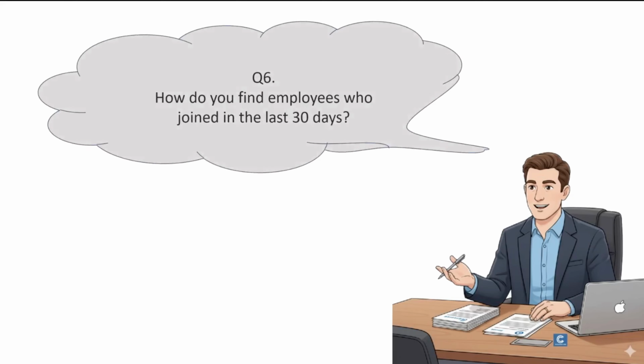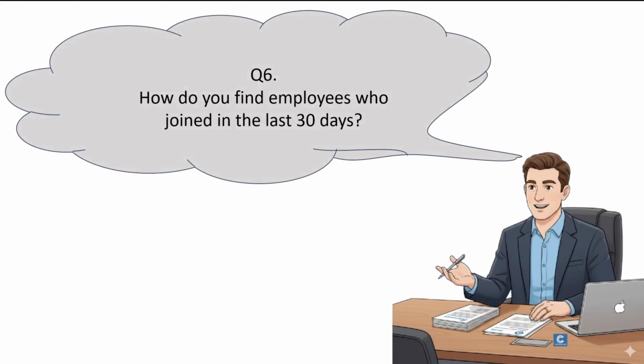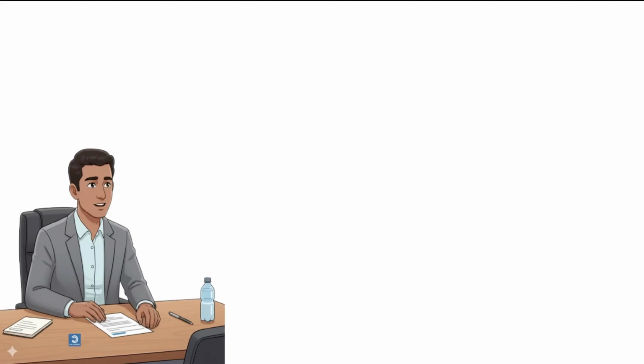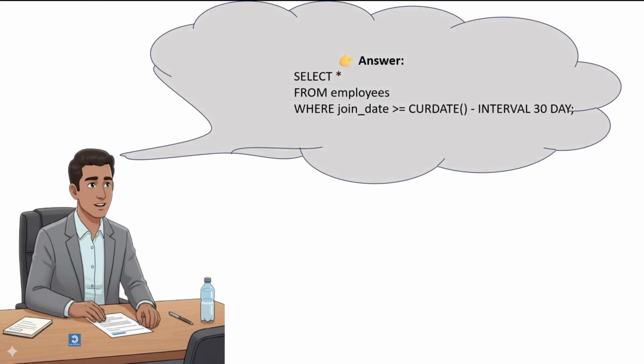So your next question is, how do you find employees who joined in the last 30 days? So your answer is: SELECT * FROM employees WHERE joining_date greater than or equal to CURRENT_DATE minus INTERVAL 30 DAY.